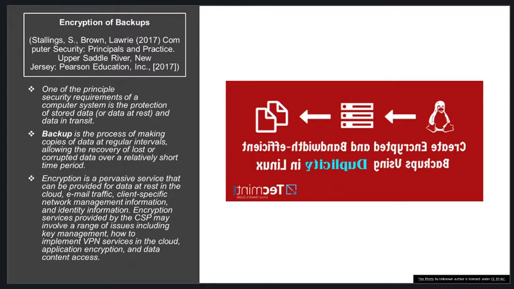Encryption of backups. And this information was taken again from our textbook. One of the principal security requirements of a computer system is the protection of the stored data or data at rest, and also data in transit. Now, backup is the process of making copies of data at regular intervals, which allows recovery of lost or corrupted data over a relatively short period of time.